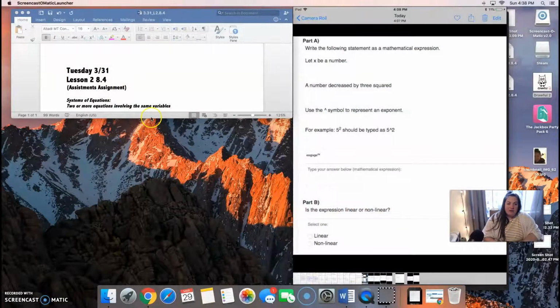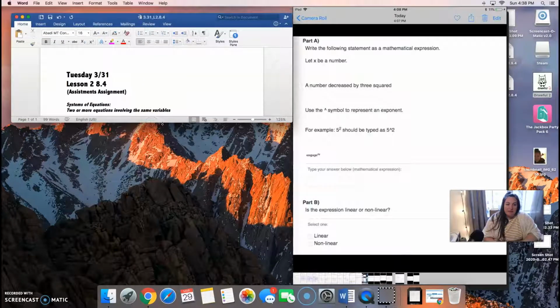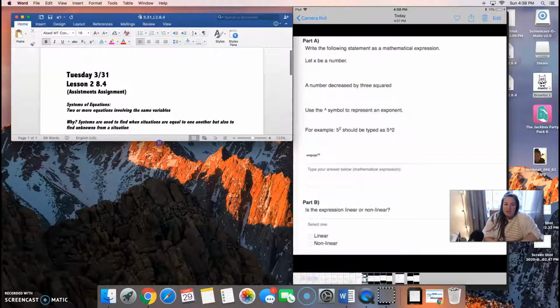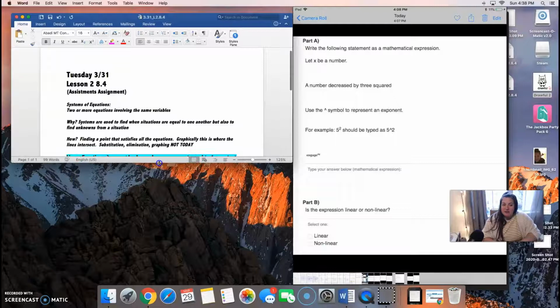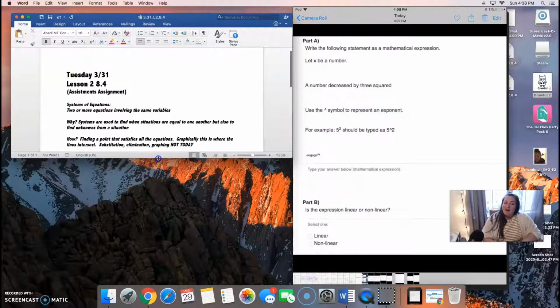We are going to do a little bit of review before we start. So I kept everything in there from yesterday. Systems of equations, two or more equations involving the same variables. Why do we do it? Helps us find unknowns. How? We could do that by substitution, elimination, graphing, and all that jazz, but we don't have to solve today.